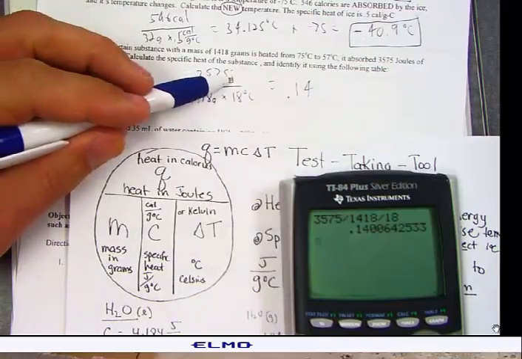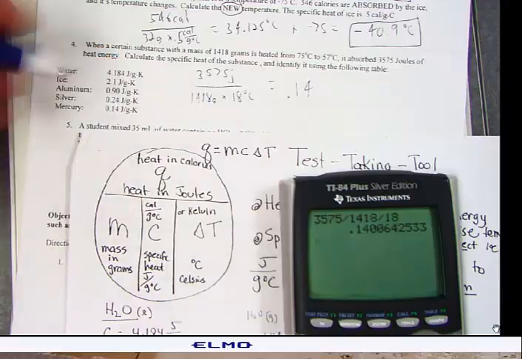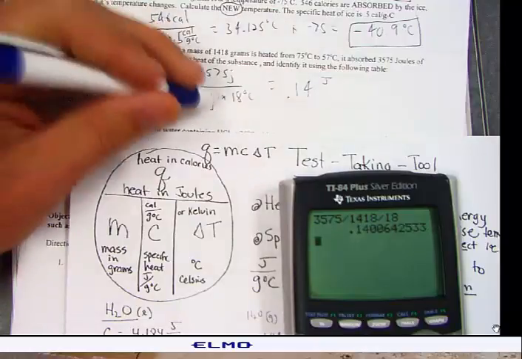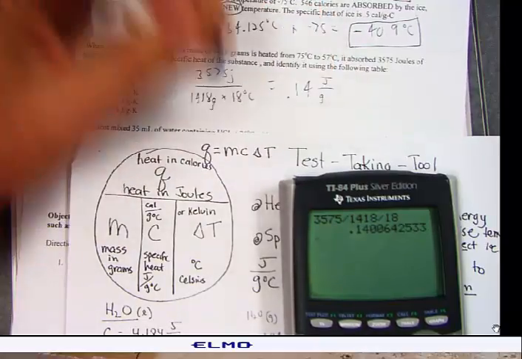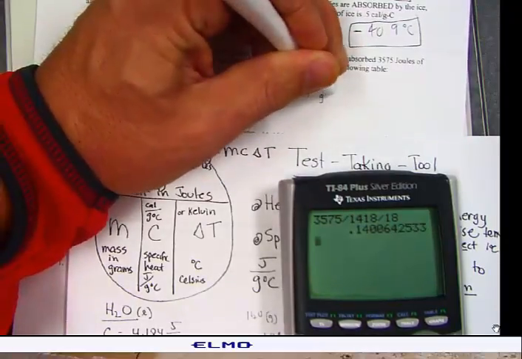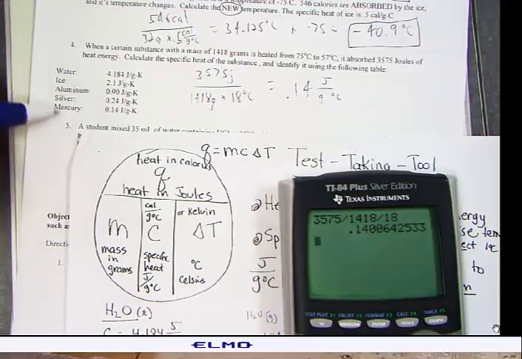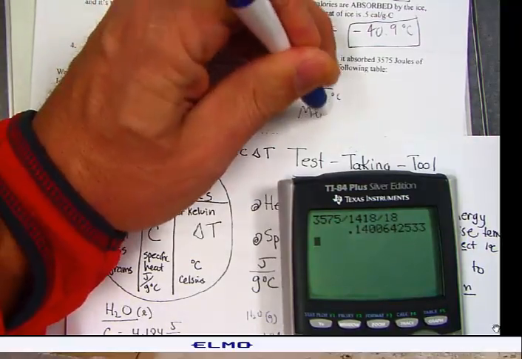0.14. Let's see, we had joules, grams, degrees Celsius, and nothing crossed out. Joules was on top, so joules goes on top. Grams was on bottom, and degrees Celsius was also on bottom, multiplied. So I just set those up just the same. 0.14 joules per gram degrees Celsius. Which one does it match? Seems to match mercury.